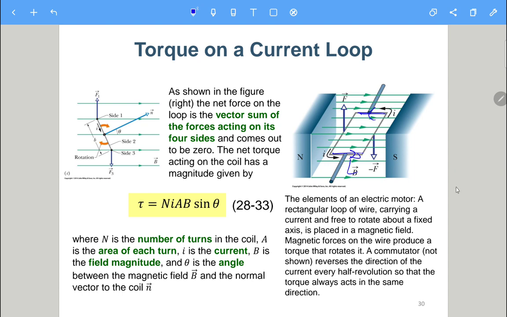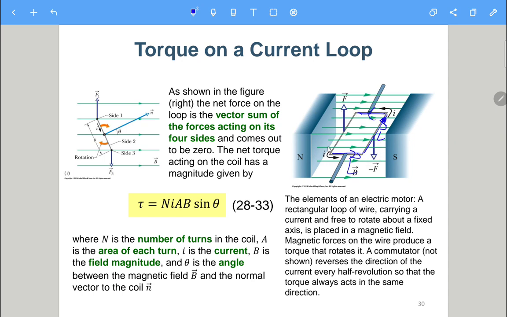However, for this one, L is pointing from slightly bottom to top. This is L. And then the B field pointing to the right side. So L cross B will be something like L cross B and then pointing to the bottom. So you see the force pointing to the bottom for the right wire.